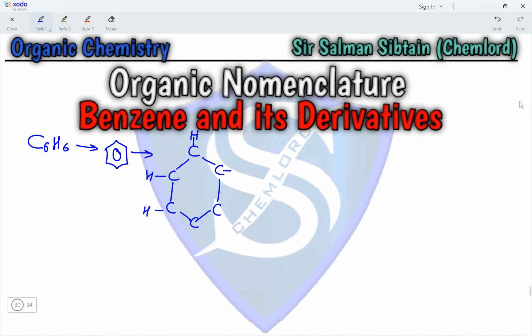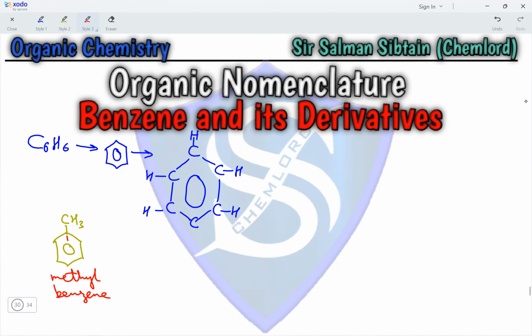Now, if we have substitutions taking place on the benzene ring, a hydrogen atom will be replaced by an atom or a group, for example, chlorine or methyl group, and the name of the compound would be given accordingly. Now, whichever carbon atom has the substitution taking place on it will be numbered as the first carbon atom. So, if we have the benzene ring with a CH3 placed here, this would be numbered as the first carbon atom, and the name of this compound would be methyl benzene.